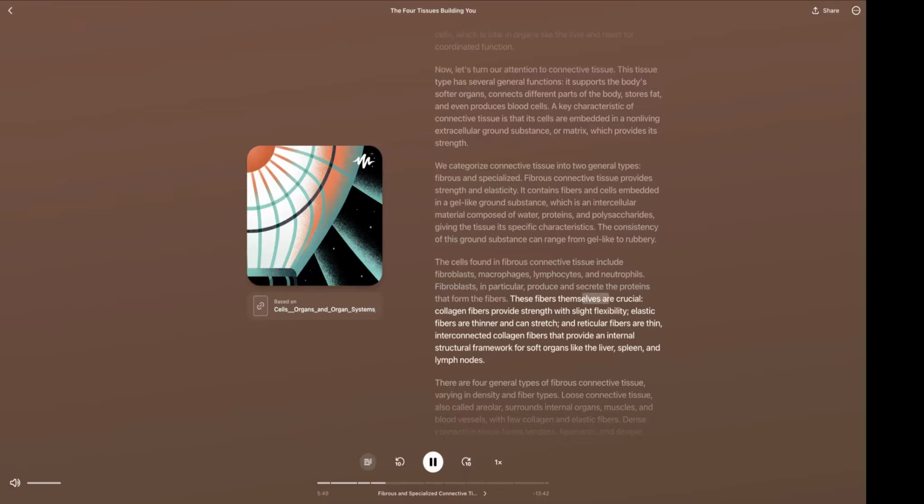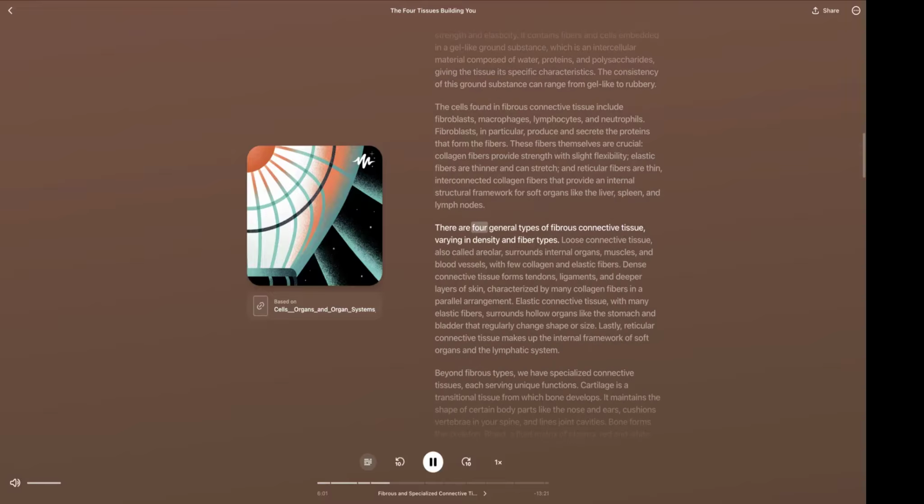These fibers themselves are crucial. Collagen fibers provide strength with slight flexibility. Elastic fibers are thinner and can stretch, and reticular fibers are thin, interconnected collagen fibers that provide an internal structural framework for soft organs like the liver, spleen, and lymph nodes. There are 4 general types of fibrous connective tissue, varying in density and fiber types. Loose connective tissue, also called areolar, surrounds internal organs, muscles, and blood vessels with few collagen and elastic fibers.